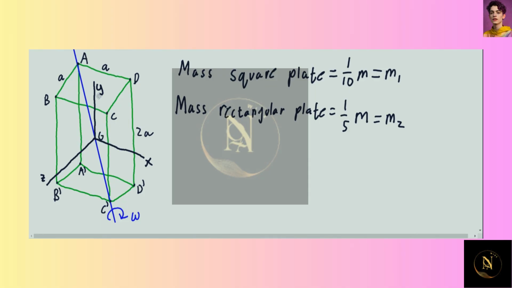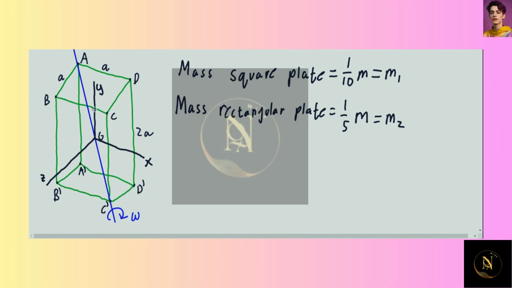And these thin metal plates each have their own individual mass. So the plates at the top and the bottom, which are square plates, are going to have a mass equal to 1 over 10 times the total mass of the parallelepiped. And then the plates surrounding this parallelepiped, so the front, back, left, and right plates, are each going to have a mass equal to 1 over 5 times the total mass of the parallelepiped.